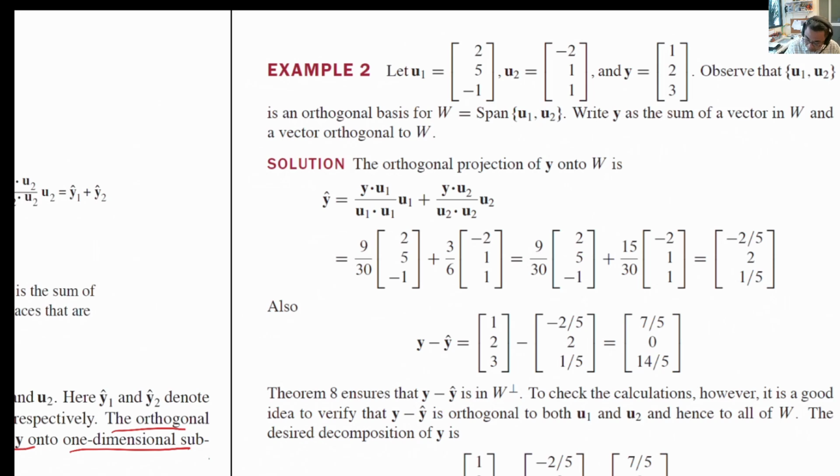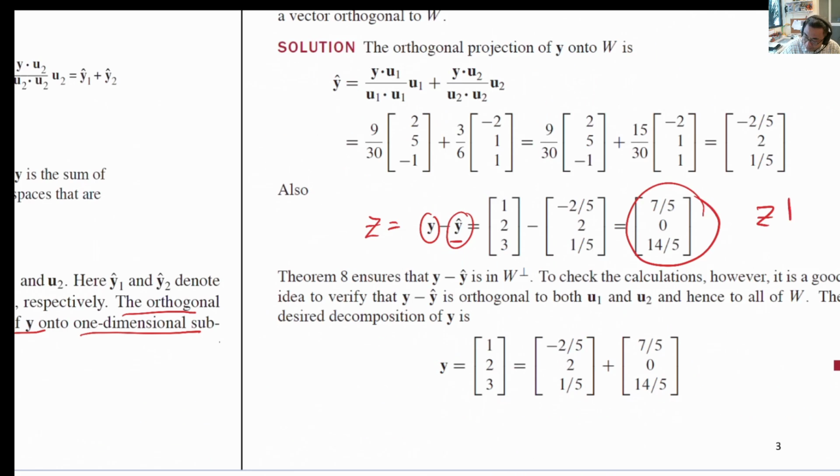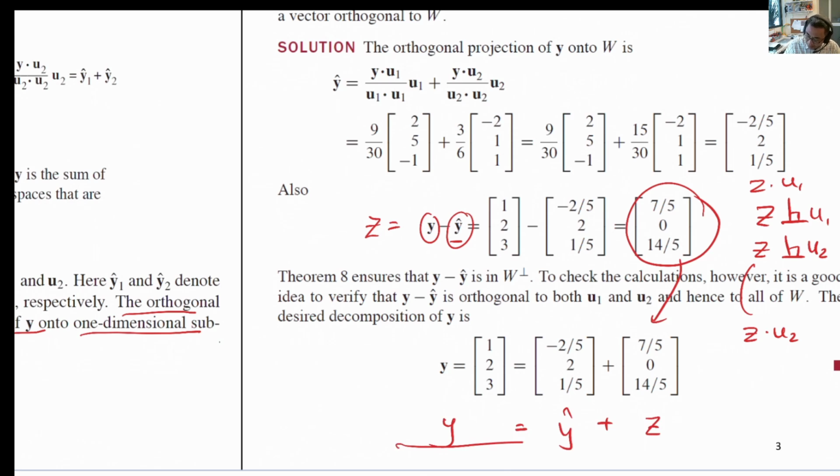Once you have found y hat, you can find the error vector, which we called z in the previous example. This is z. Try it at home. z is orthogonal to u1 and z is orthogonal to u2. You can check by finding the dot product between z and u1 as well as z and u2. Lastly, we want to ensure that we are correct. We plug in z here and y hat here, and then y hat plus z should be equal to y.